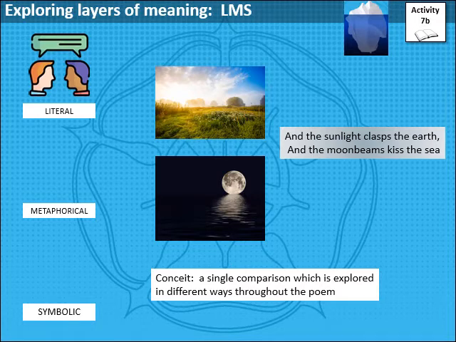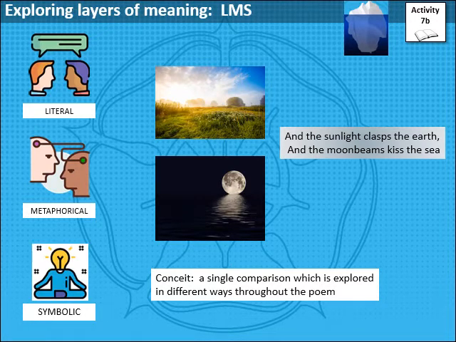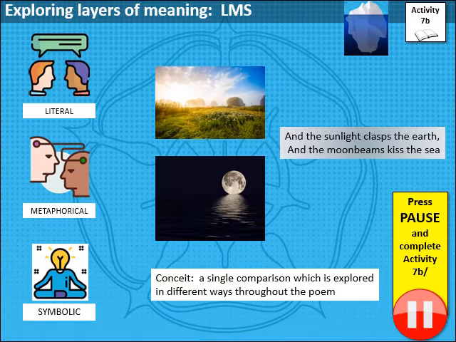For activity 7, look at the quotation, the sunlight clasps the earth and the moonbeams kiss the sea. Have a go at breaking it down into literal, metaphorical and symbolic meaning. You may want to read over the example paragraph on sing-song as a guide before you get started. Press pause, complete activity 7b, and then press play to move on.